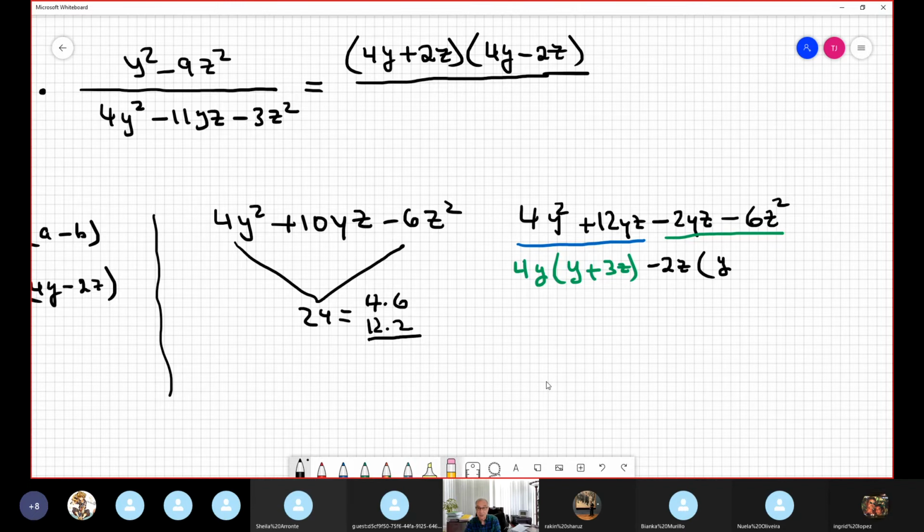Look, you compare, you multiply again, you come back to this. Negative 2z times y is negative 2yz, plus 3z. And the grouping factorization was good. I am happy, because the factor y plus 3 is the same. This combination was good.